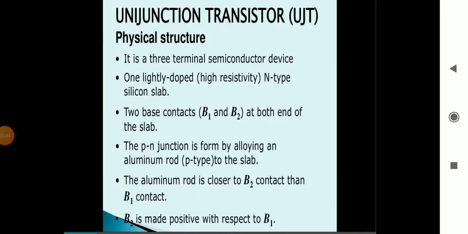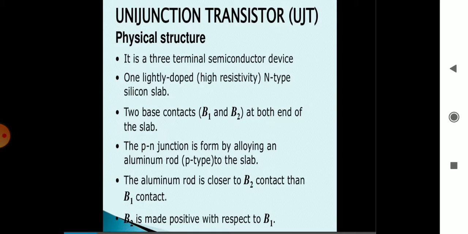UJT, unijunction transistor. Why are we studying this unijunction transistor? It's also one semiconductor device. In the last topic we studied the triggering circuits, that is the R triggering circuit and the RC triggering circuit, through which we trigger our SCR. By using this UJT also we can trigger the SCR. This is one more method to trigger the SCR.